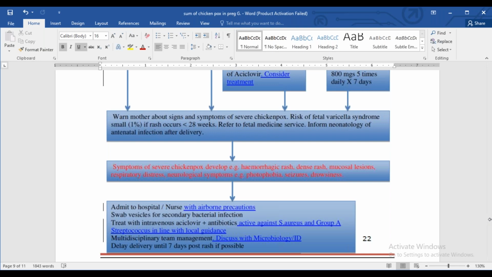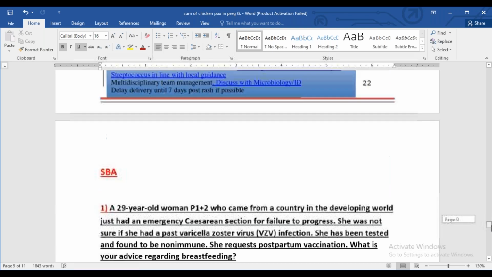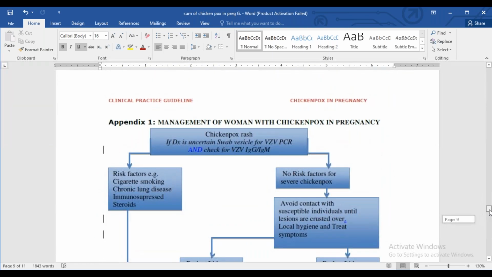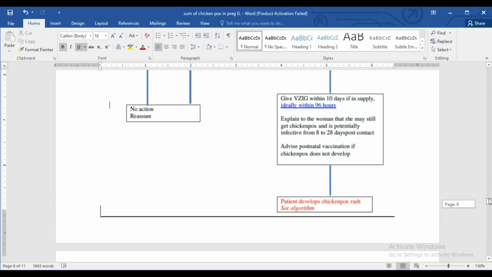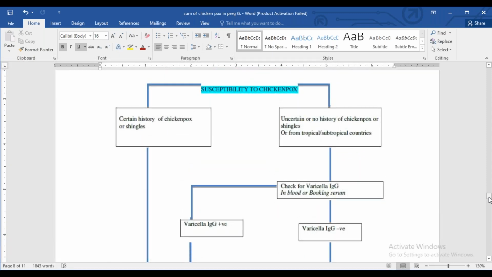So that is the management, I think it's done, but I would like to repeat the management again. If anyone wants to participate, we are going to revise together the management part, which is the most important one in the clinical scenarios, and then we are going to take some single best answer examples.